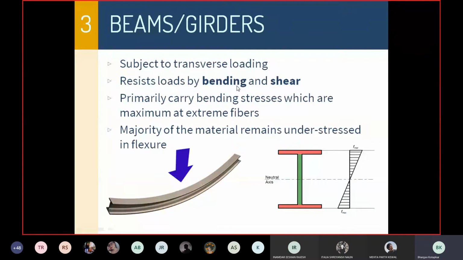beams or girders. So beams are members that are subject to transverse loading, meaning that the loading is perpendicular to the longitudinal axis of the member, which causes bending stresses. Now, if you look at the small sketch at the bottom right corner, it is nothing but the variation of bending stress along the depth of the section. Do you remember seeing this diagram before?